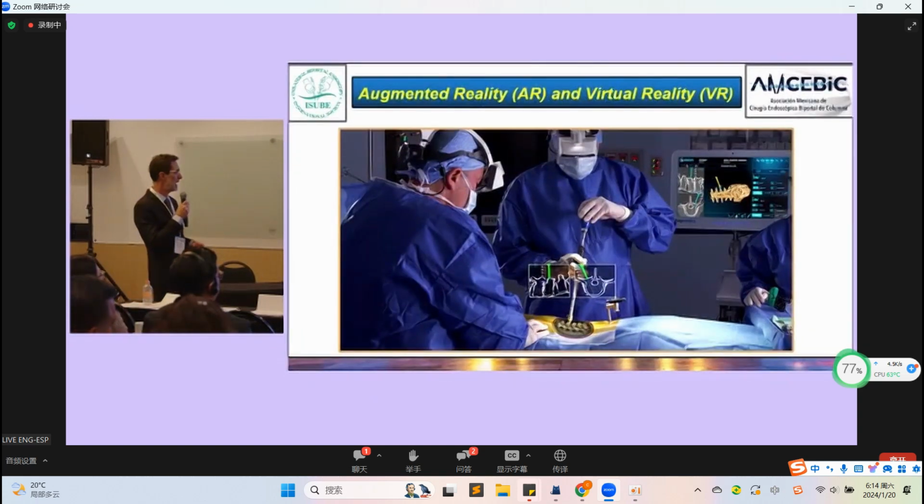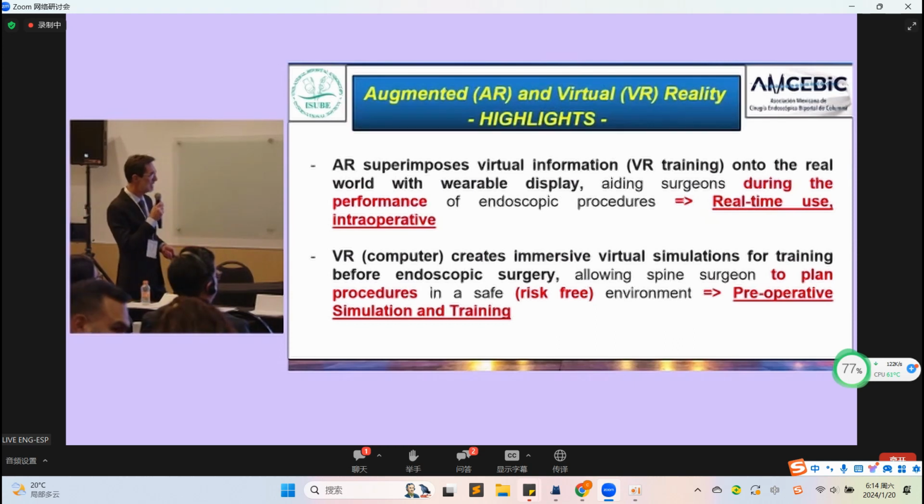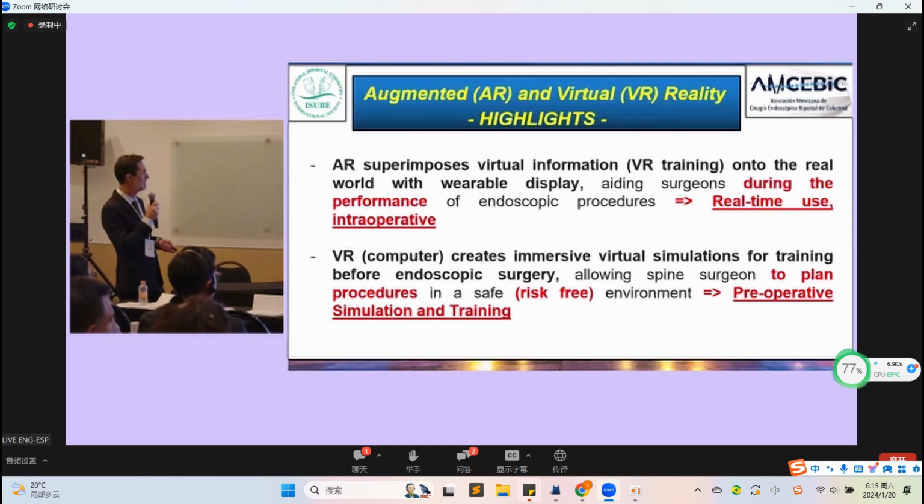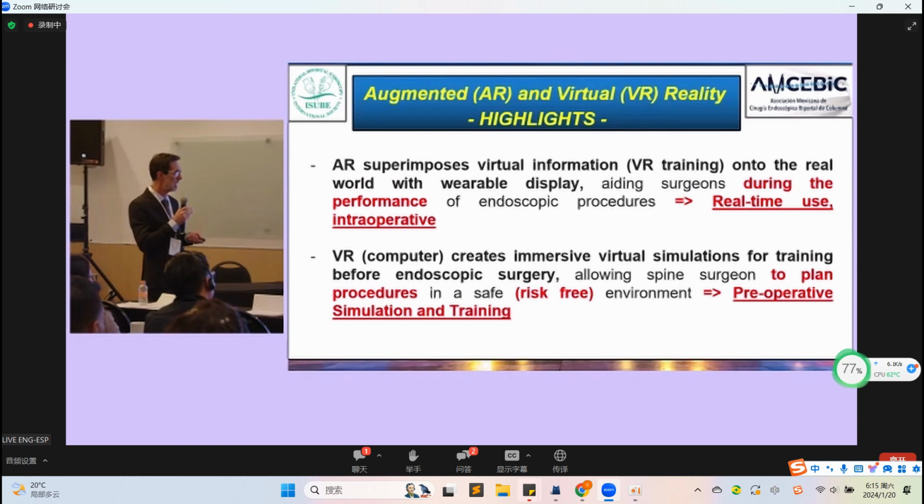Augmented reality is very, very interesting. The idea behind augmented reality is to superimpose virtual information onto the real world. We use it during surgery, in real time, intraoperatively.